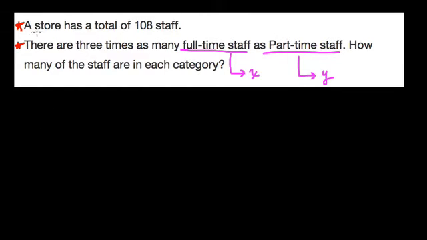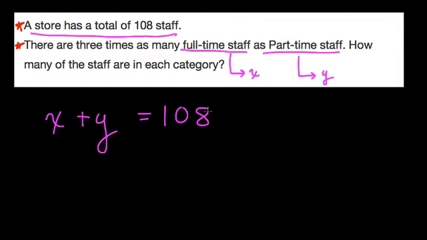So when we say that there is a total of 108 staff members at the store, that means if we added up X and we added that to Y, what would that equal? Well, that's all the full-time and all the part-time employees. That would give us 108 staff members. But then we're given a second equation, right? We're told that there are three times as many full-time staff as part-time staff.